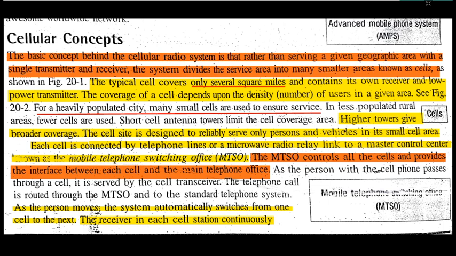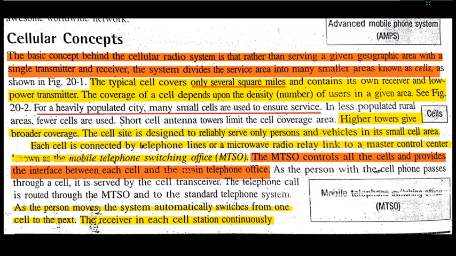And let us underline those. Higher tower gives broader coverage. If you take a big height of an antenna, naturally the spreading region will be much larger. And this cell site is designated to reliably serve only persons and vehicles in a small cell area.